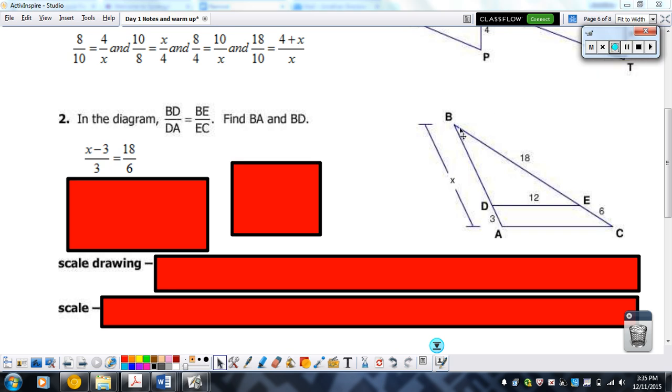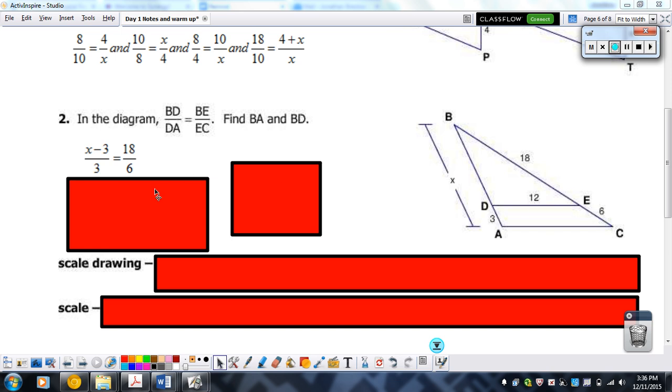All right, so BD is this piece. This whole thing is X. So if this whole thing is X and this much is 3, then BD is going to be X minus 3. So that's where this X minus 3 comes from. BD over DA, which is 3, is going to equal BE, which is 18, over EC, which is 6.